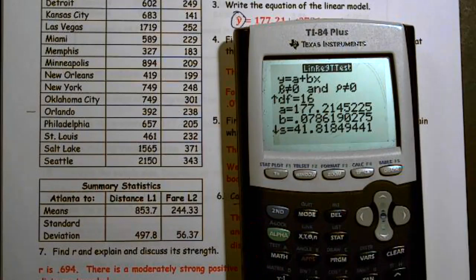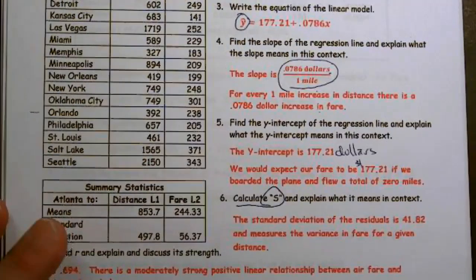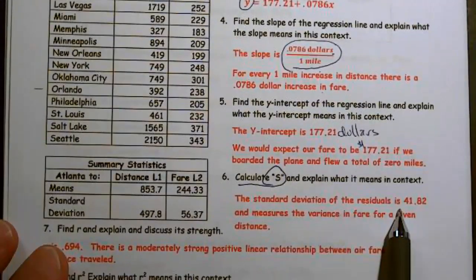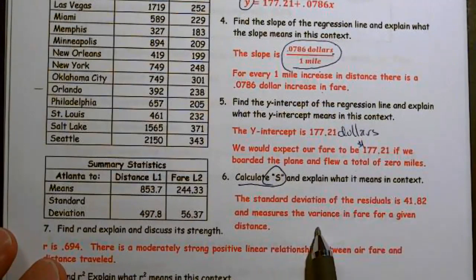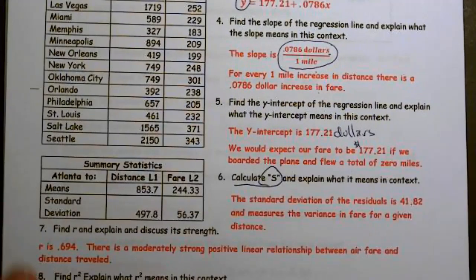Now, the majority of the time, I've never seen them ask this. So they will give you this most of the time. And they'll say the standard deviation of the residuals is 41.82 and measures the variance in airfare for a given distance traveled. All right. So basically the standard deviation in airfare for a given distance traveled.